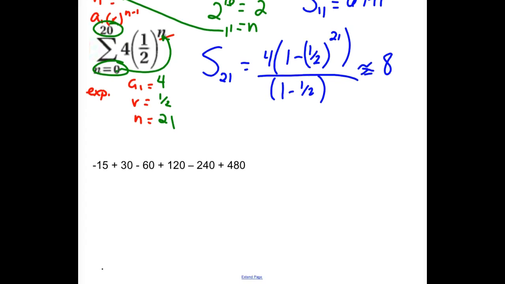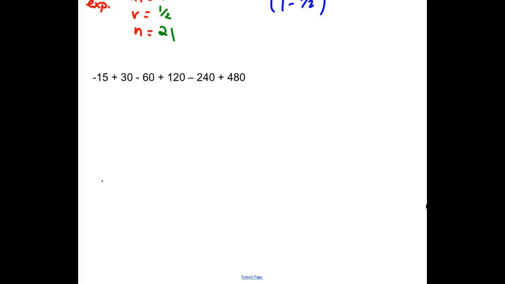Is the next one geometric? How do we know? There's a common ratio. What is our common ratio on this one? -2. That's what we are multiplying by. So r is -2. It means it's geometric. a sub 1 is -15. How about n? I gave you a pretty short little series here, right? We can just count the numbers. There's no little dot, dot, dot in between them. All right, so there are 6 numbers in that list.